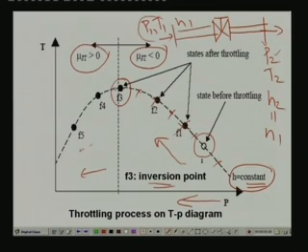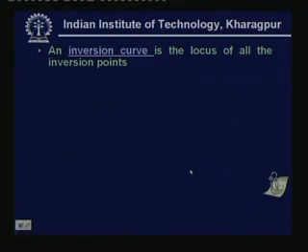Now I can carry out this experiment by varying the inlet conditions. Let us see what happens if I do that. An inversion curve I can obtain by joining the locus of all the inversion points.